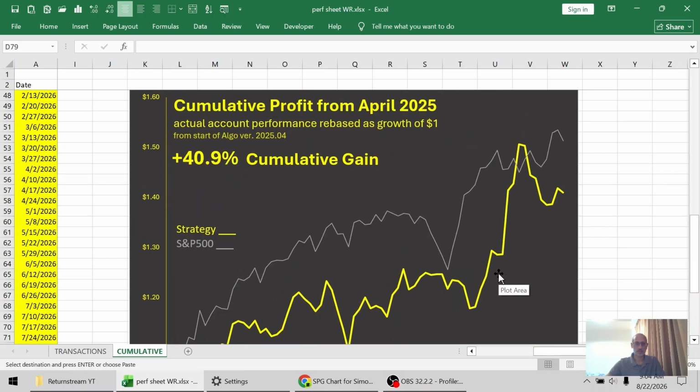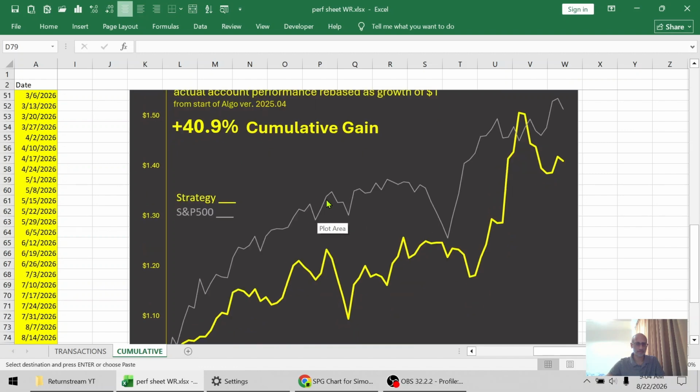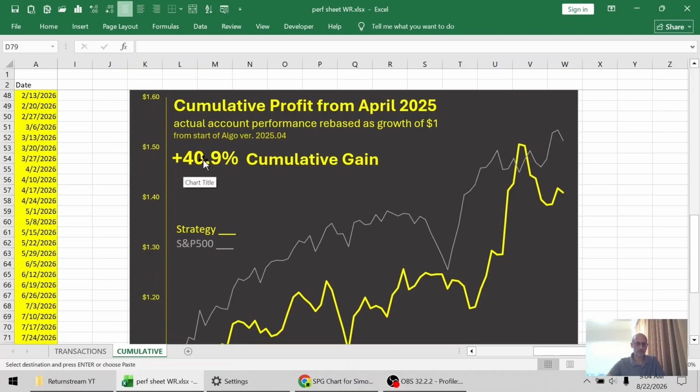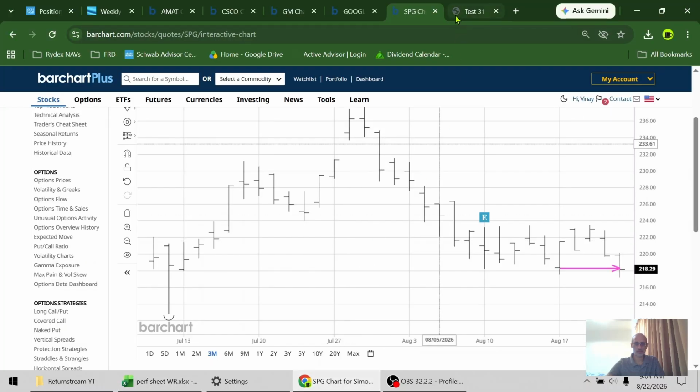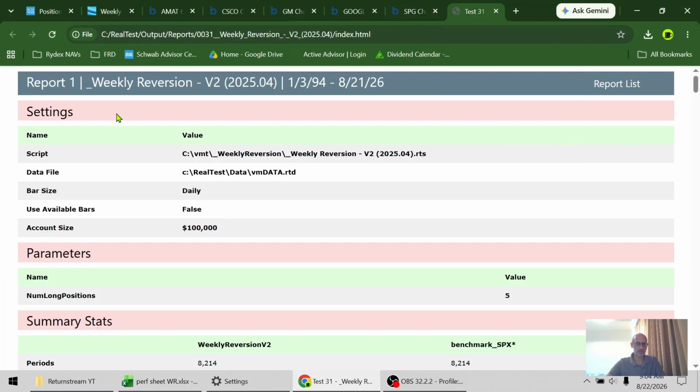So this is what the equity curve looks like in my actual account since going live in April 2025. The account is up 40.9%. And let's also look at the long-term performance of the system. This is the back test for weekly reversion going from 1994 to present date.